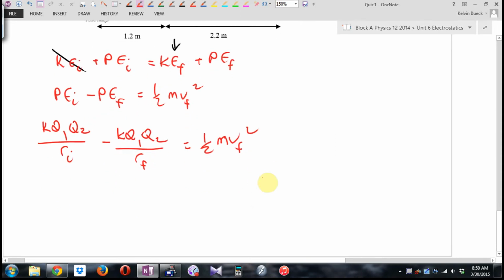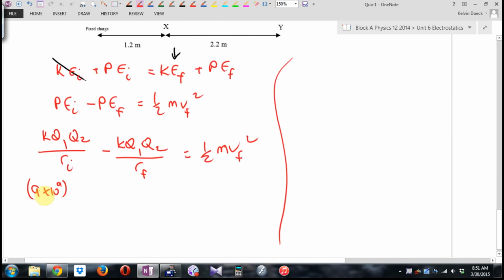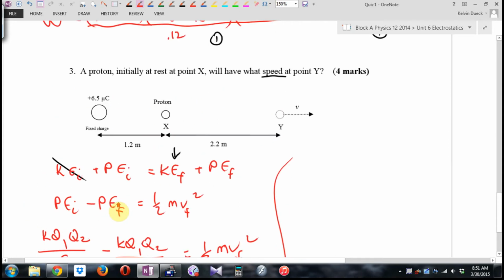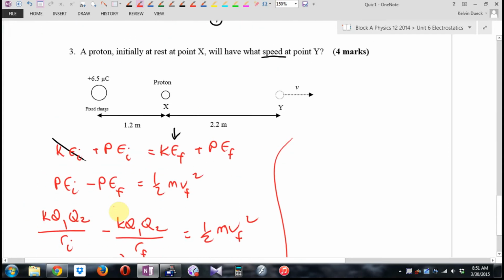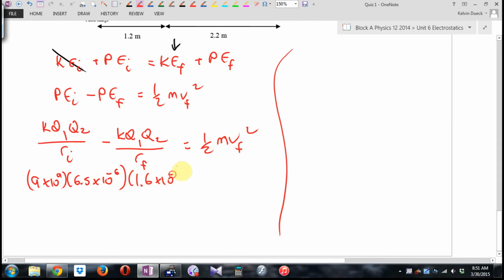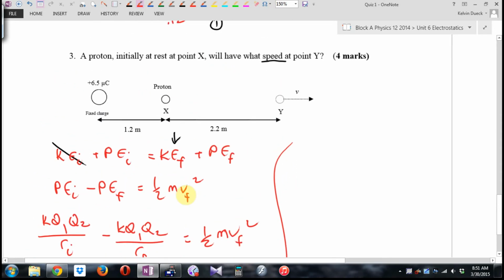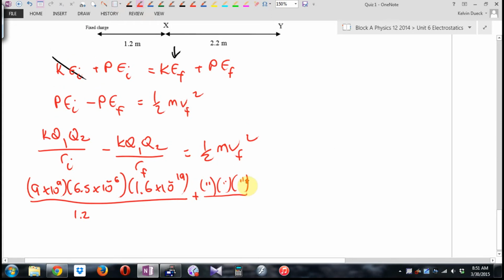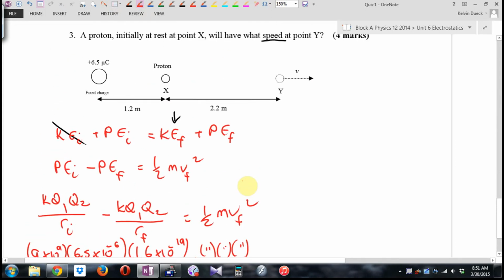How much room do I have? Write small, Mr. Dueck. K is 9 times 10 to the 9th. Charge 1, positive 6.5 microcoulombs. Charge 2, it's a proton, 1.6 times 10 to the negative 19, all over our initial 1.2 plus ditto mark, ditto mark, ditto mark. All over our final, not 2.2, common mistake. Our final is that whole distance, which is 3.4.